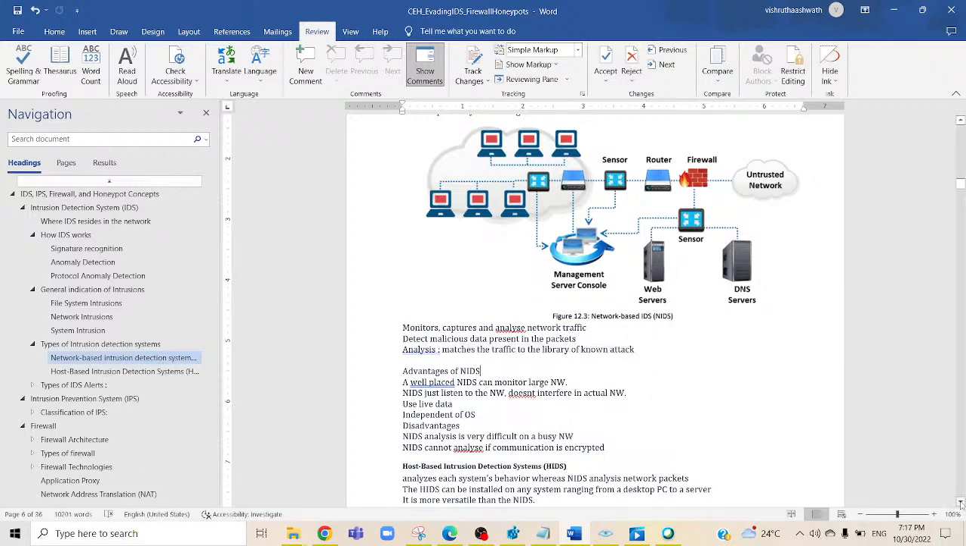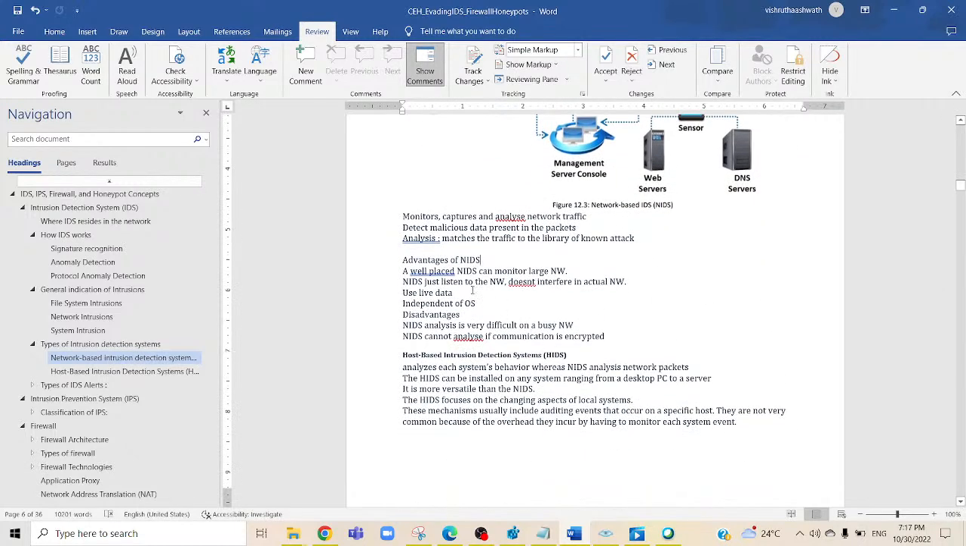Advantages of NIDS: a well-placed NIDS can monitor a large network. NIDS just listens to the network and doesn't interfere with the actual network. It uses live data and is independent of the OS. Disadvantages: NIDS analysis is very difficult on a busy network, and NIDS cannot analyze communication if it is encrypted.